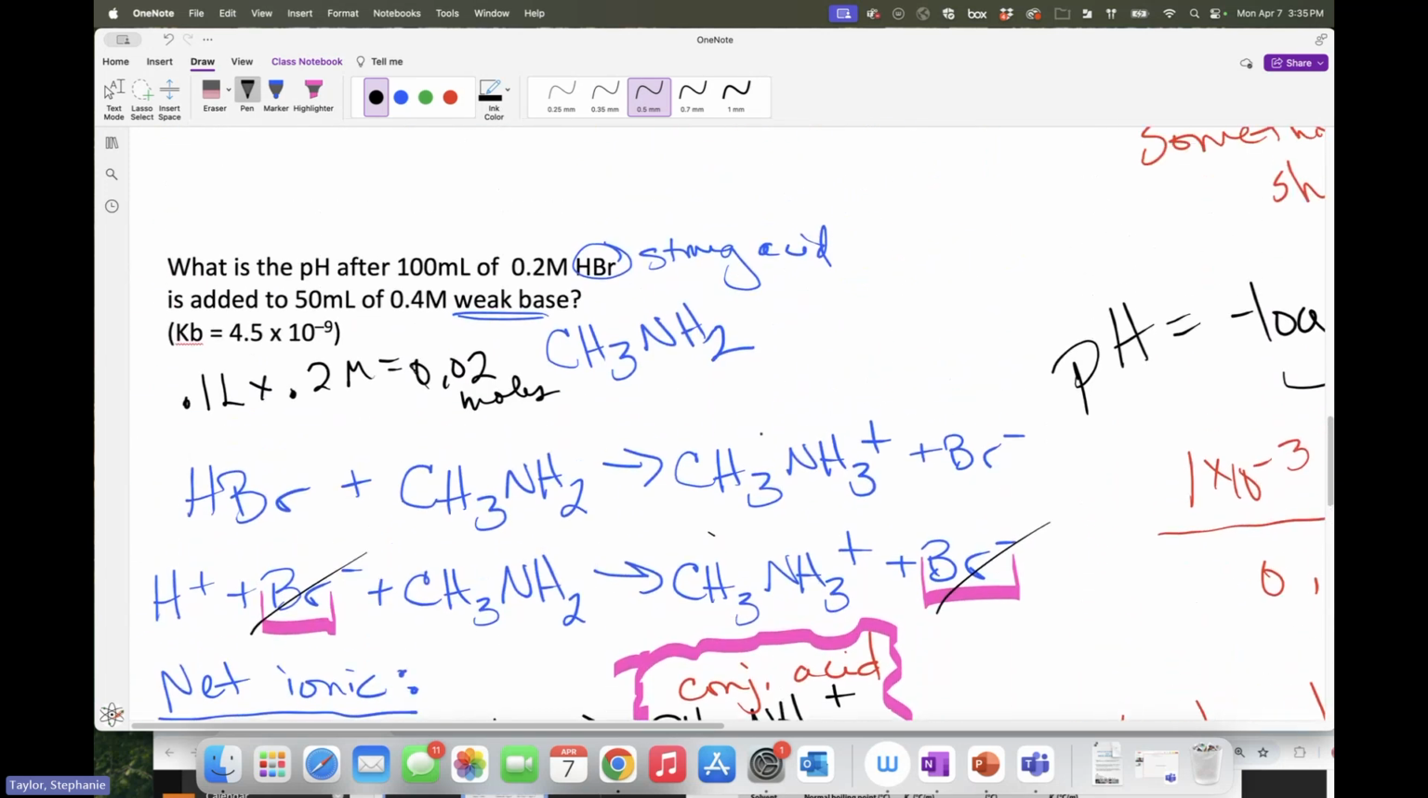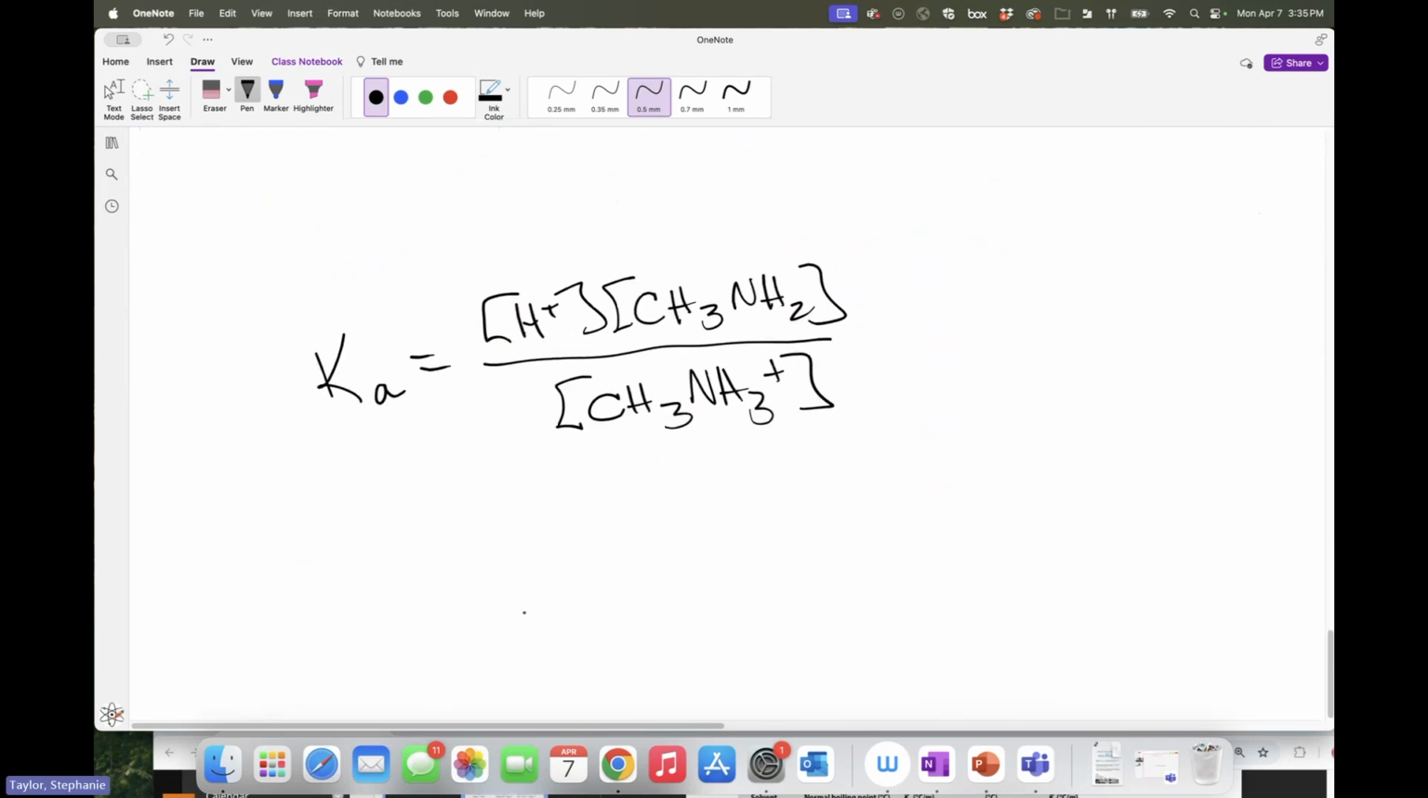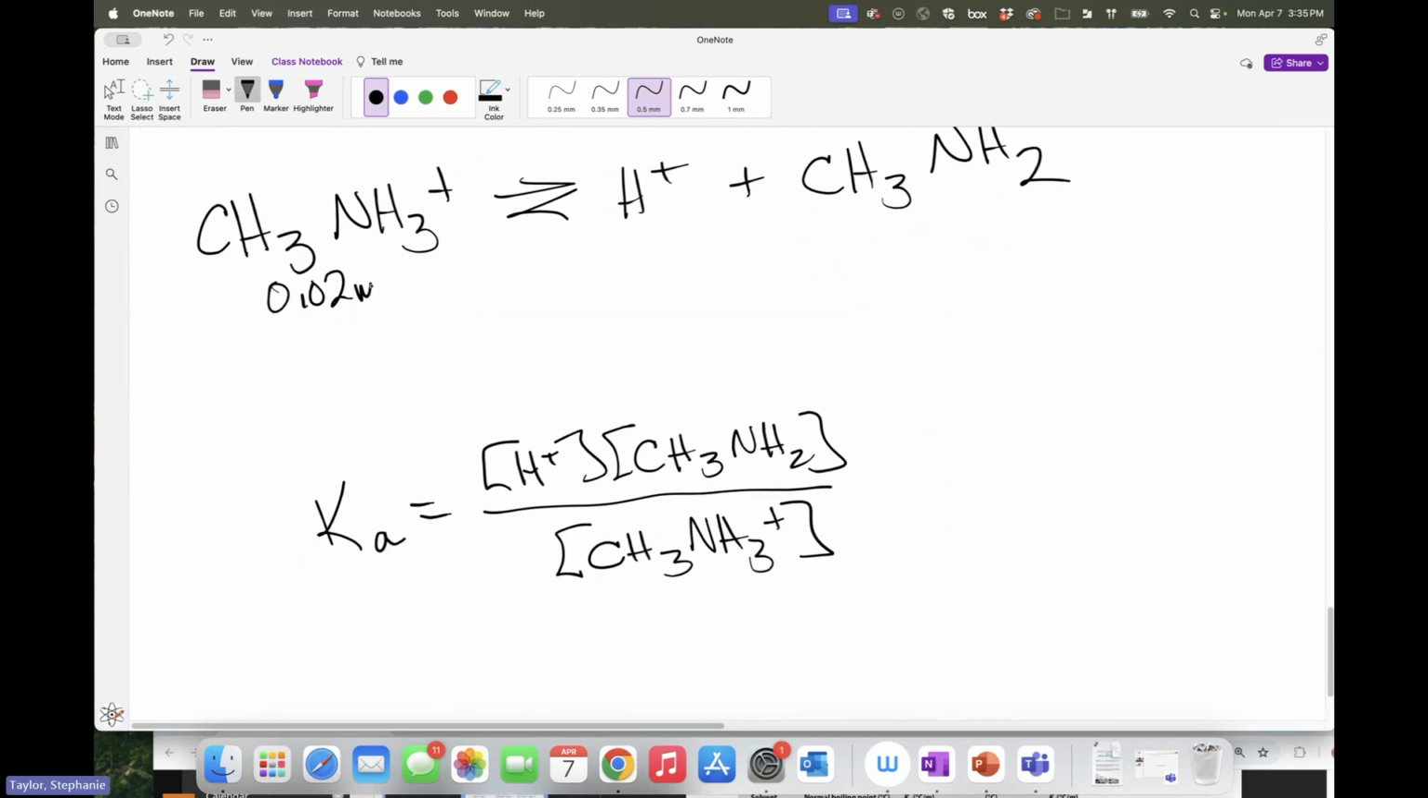What's my volume? I have 100 milliliters and 50 milliliters. So I have a new volume, which is 150 milliliters. Again, we're going to assume that the concentrations are low enough that we're just adding water together. So I have 0.02 moles divided by 150 milliliters, or 0.15 liters. So I have a new molarity of 0.133 molar.